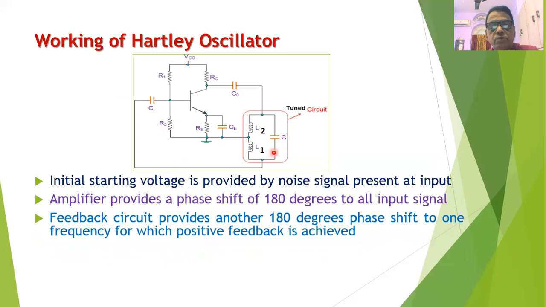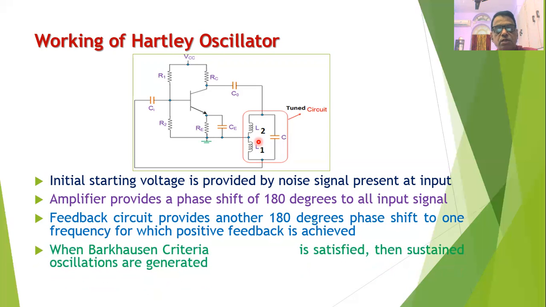Such a signal is coupled to the tuned circuit, which is a feedback circuit. And this feedback circuit is an LC tuned circuit. This tuned circuit will provide an additional phase shift of 180 degrees to only one frequency, that is the resonant frequency of this tuned circuit. And only for that frequency, you will find that the condition of positive feedback is achieved, because the CE amplifier will provide a 180 degree phase shift, and this tuned circuit will provide another 180 degree phase shift. Therefore, there will be a total phase shift of 360 degrees, and therefore the condition of positive feedback is being achieved.